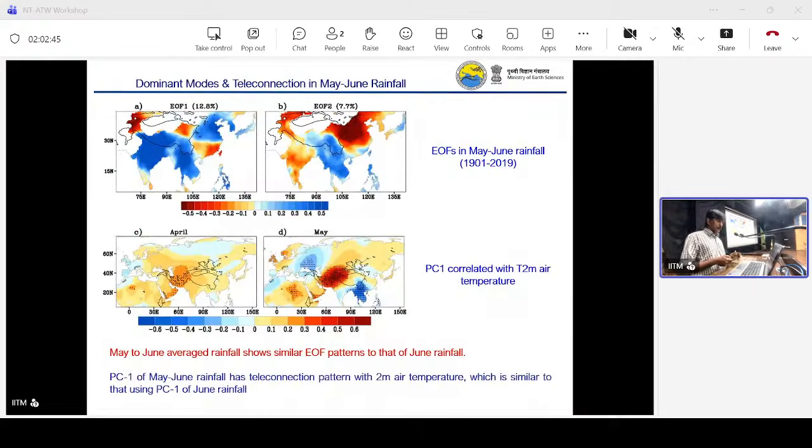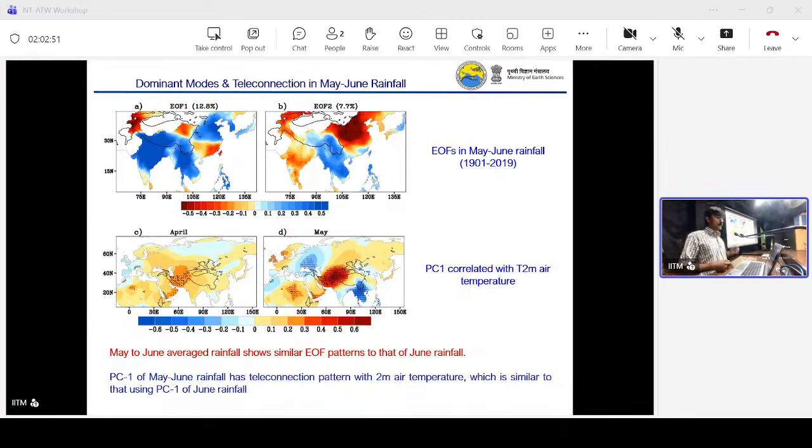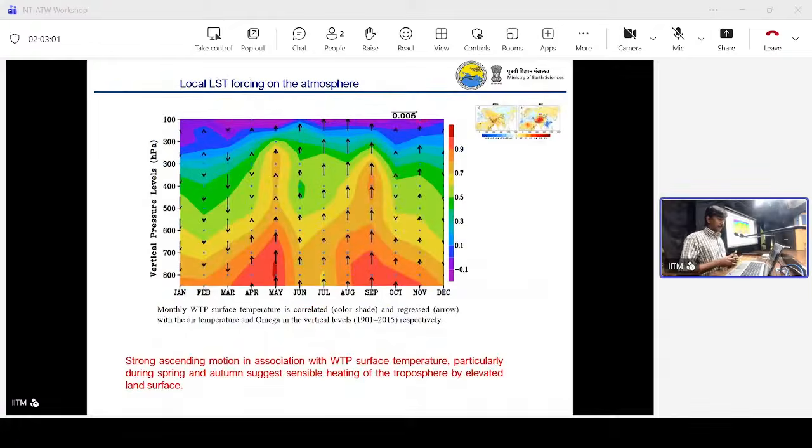And we have also done May-June rainfall, because one can ask that onset over East Asia is in May, so why not do May-June? When we use May-June rainfall and EOF analysis, both look similar, and the teleconnections are also more or less similar. Now the mechanism. There must be some physical link for how it is happening.